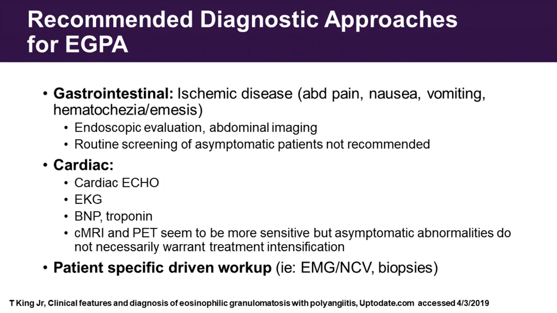This is our biggest cause of mortality in these patients, so you want to get a cardiac echo, get your EKG, BNP, troponin. Sometimes we'll look for inflammation with cardiac MRI or PET scan, and they seem to be a little bit more sensitive, but you don't necessarily need to escalate therapy based on asymptomatic abnormalities, so it can also be a little bit overread, and you don't want to jump up with immunosuppression necessarily based on asymptomatic findings. And of course, your patient-specific workup. So if your patient comes in with weakness in an arm, you're going to do an EMG and check for nerve involvement. So those are just some things.